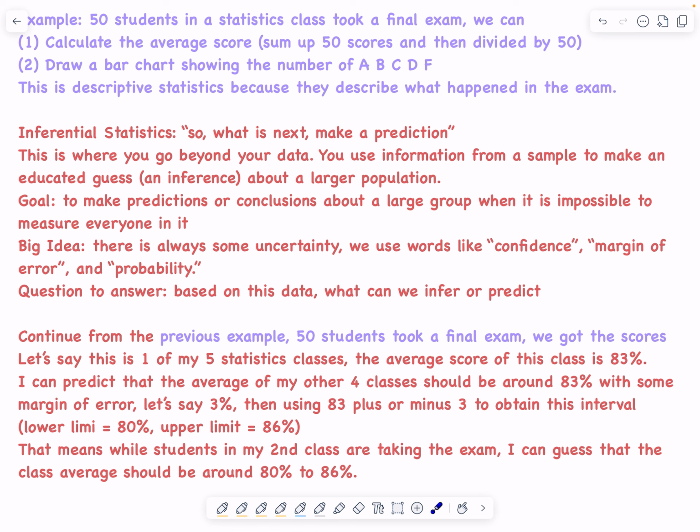Questions to answer. Based on this data, what can we infer or predict? Okay, we have a sample, and then let's say the population is very big. I taught a class so many times. I gave this same exam so many times. I have so many scores. And then I will just take a random sample of that study. Okay, the average score is 85%. So this is from a sample.